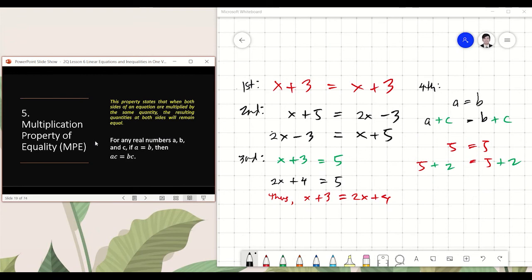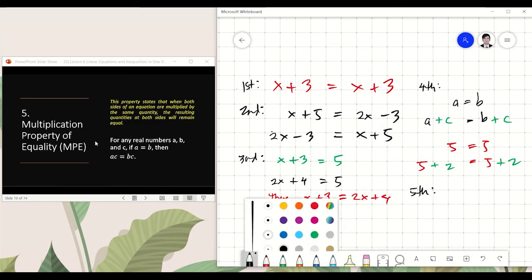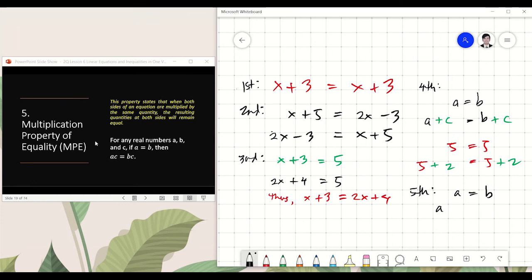How about the last one? So, similar lang sa fourth property natin. But instead of adding something, we are now multiplying something. A number, perhaps. So, for any real numbers A, B, and C, halimbawa kapag yung equation natin is A is equal to B, okay lang kahit mag-multiply tayo ng C sa left side. Pero, dapat kung ano yung minultiply natin sa left side, we also do the same thing on the right side. We also multiply the same number on the right to maintain the equality.